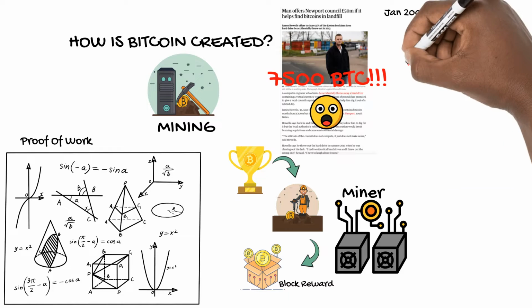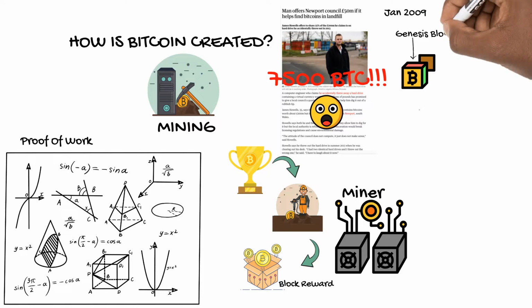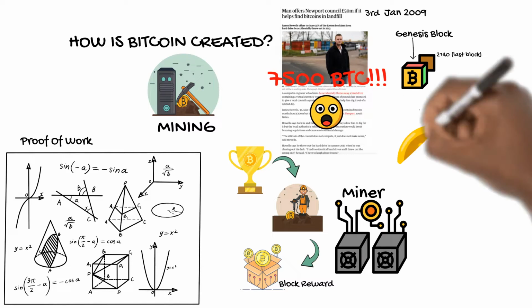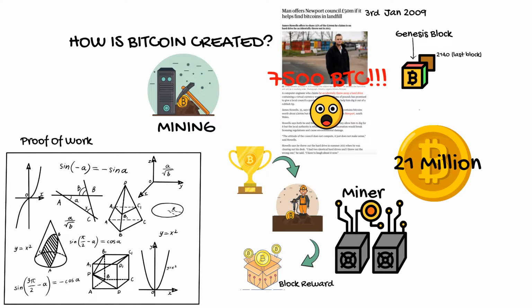Like I was saying, the first Bitcoin block, which is actually called the Genesis block, was mined on the 3rd of January in 2009. And the last will be mined in 2140. Now, side note, it's programmed in the protocol for only 21 million Bitcoin to ever exist. And currently, about 18 million Bitcoin have been mined and are currently in circulation.